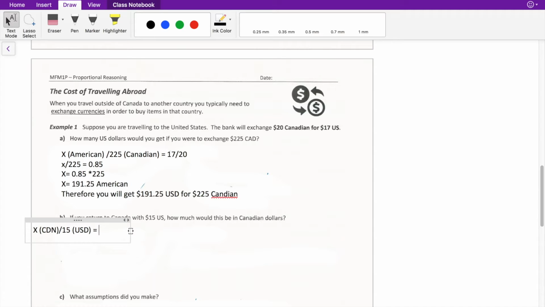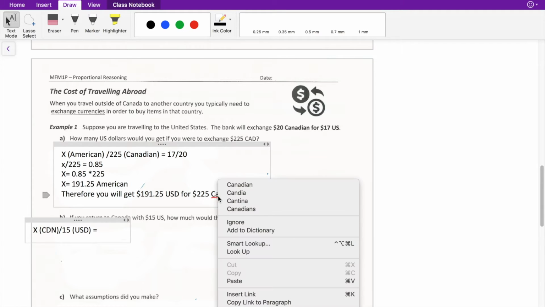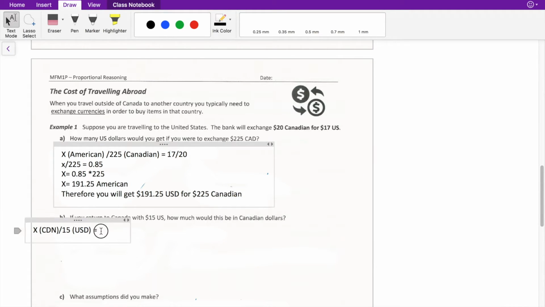So I'm going to give you a second to figure out your second fraction here using this original 20 over 17. What's going to be on top? What's going to be on the bottom? So since we had Canadian on top on the left-hand side, we're going to put Canadian on top on this side. So it'll be 20 divided by 17.